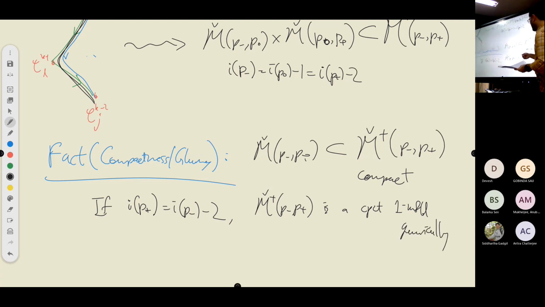generically, in the case when the expected dimension is plus one, this turns out to be a compact one-dimensional manifold. So this is where I'm using things like, first, M check is a manifold of the right dimension and that it can be compactified to give a manifold again. So we don't have things like an arc that somehow sort of loops in.